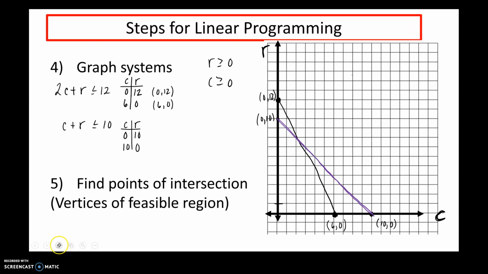Okay, so now that I have my two graphs, now I find the points of intersection. These will be the vertices of what we call our feasible region. So the feasible region would be the region that satisfies all the inequalities. That's why we had less than or equal to before this. So R is bigger than 0, C is bigger than 0, but I have to be below both of these conditions. So my feasible region here, these would be the ordered pairs for my feasible region.